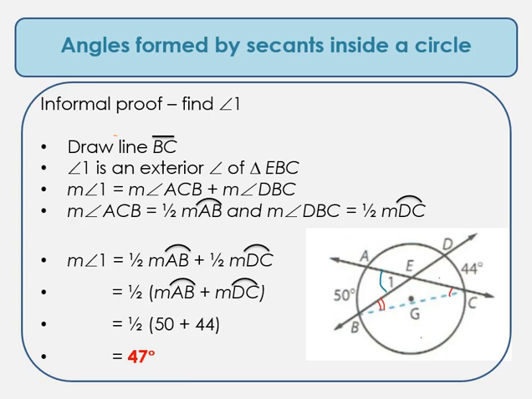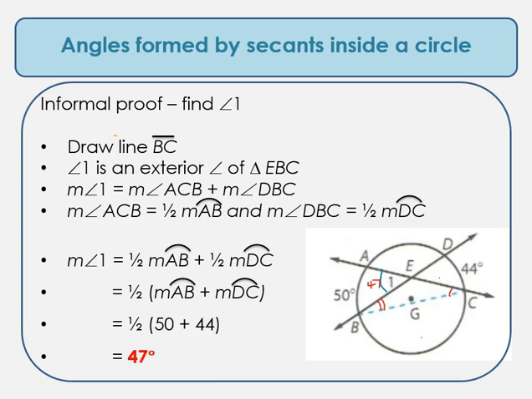So once again, this measure, using AC and then CB, this angle can be found by adding 50 degrees and 44 degrees and dividing it by 1/2. So that means that the measure of angle 1 will be 47 degrees.